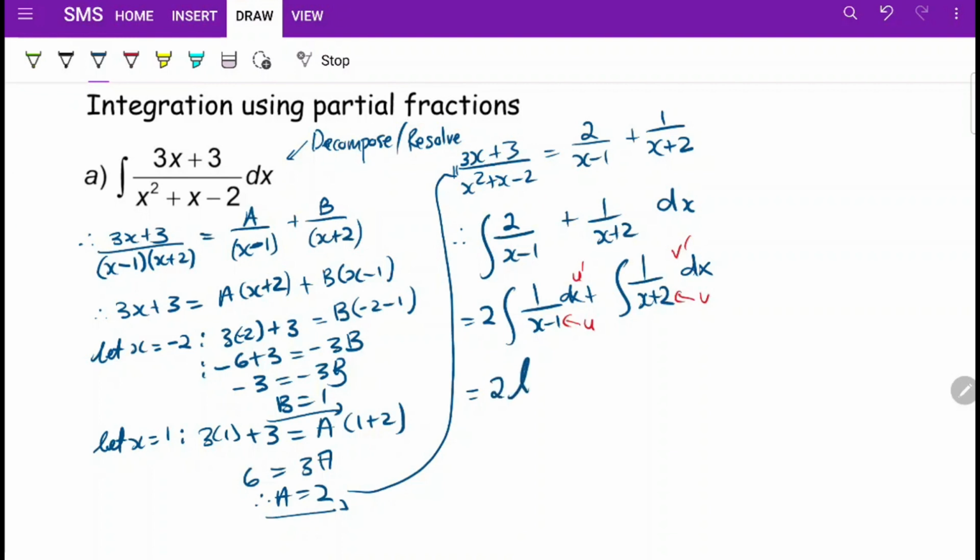So this becomes 2 ln of the absolute value of x minus 1, plus ln of the absolute value of x plus 2, plus your constant of integration. This is how you'll be able to do questions that involve integration using partial fractions. First, you have to resolve it into partial fractions, and then secondly, you have to take your integral.